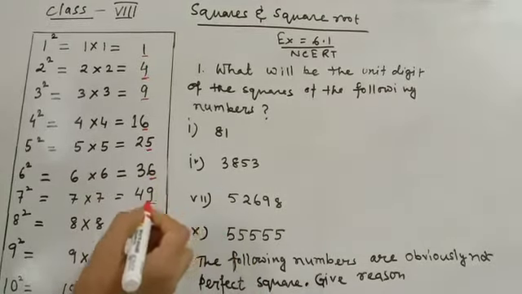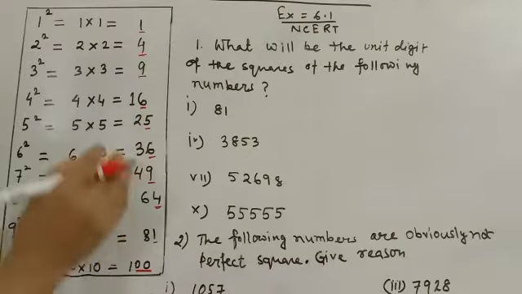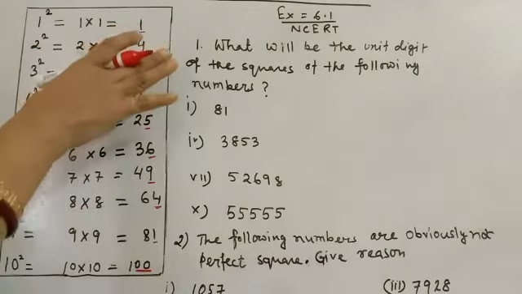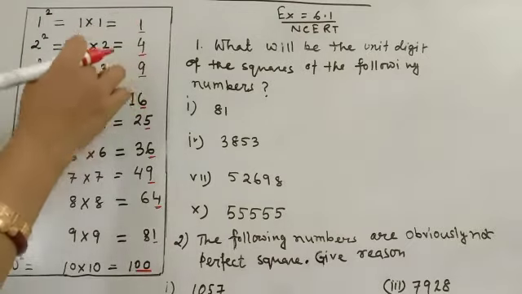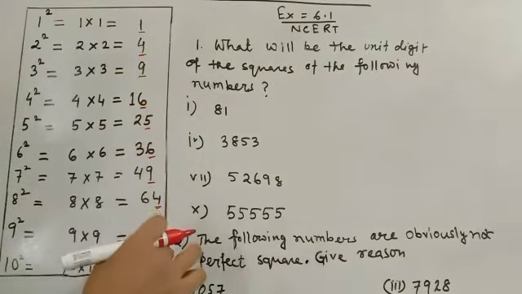10. 10 square is 100. That means we can see that 2 zeros are there. That means an even number of zeros can be a square number. So whenever we are making these squares, not only will we multiply the number by that number, we have to observe the numbers in the ones place also.